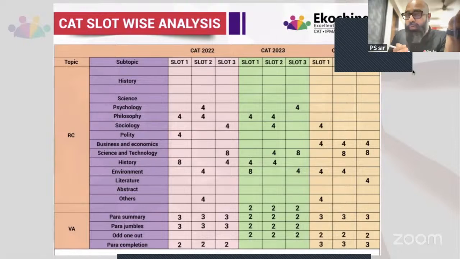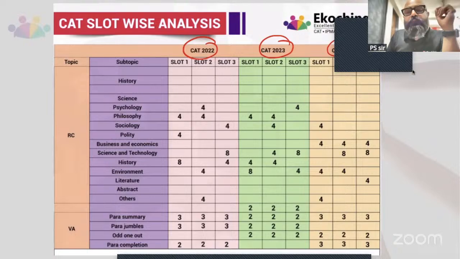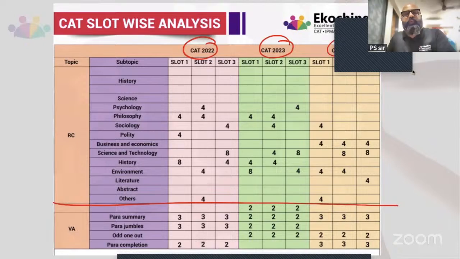First we started off with what these questions are all about, then we talked about percentile, and now we are talking about first reading comprehension. Now this is the slot wise analysis from last 3 years, 22, 23 and 24. Now, if you see the topics, just focus on the topics here for reading comprehension.